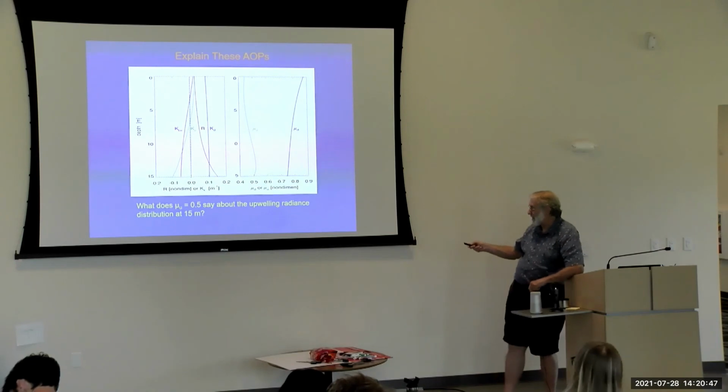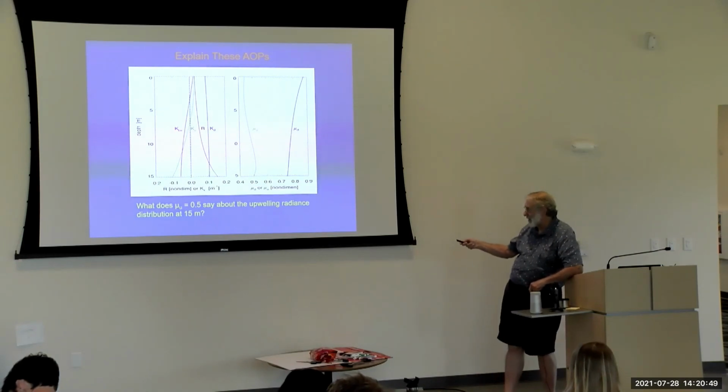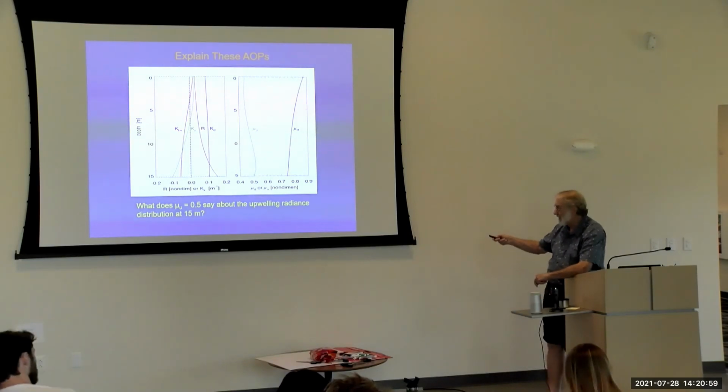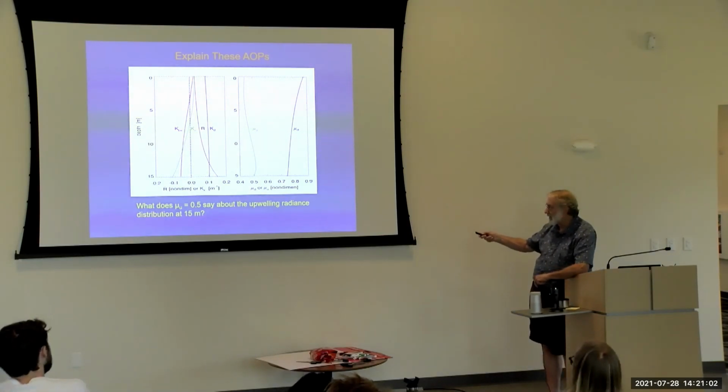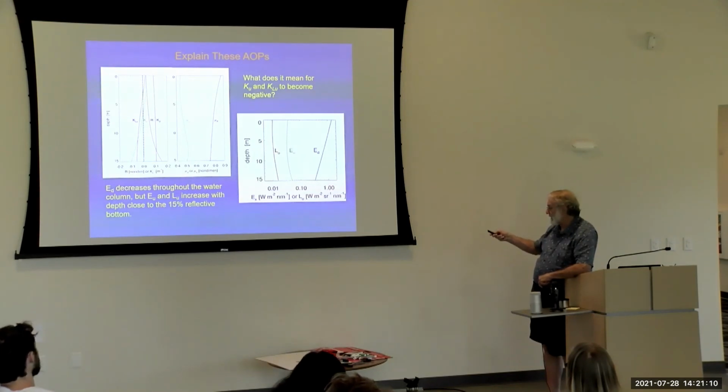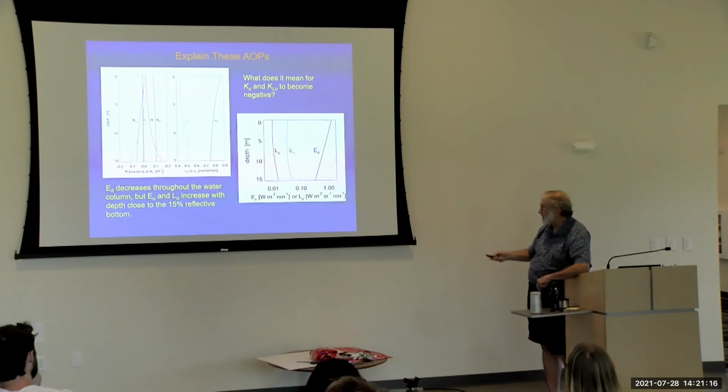Okay, so what's happened is I put a reflecting bottom at 15 meters. It had an irradiance reflectance of 15%, and it was a Lambertian reflector. So I got these profiles, and the reason the upwelling Ks went negative is they're starting to see the bright bottom. Okay, enough said there. Here's the ED profile. Here's EU starting to see the bright bottom and starting to increase. LU is starting to increase a little bit.